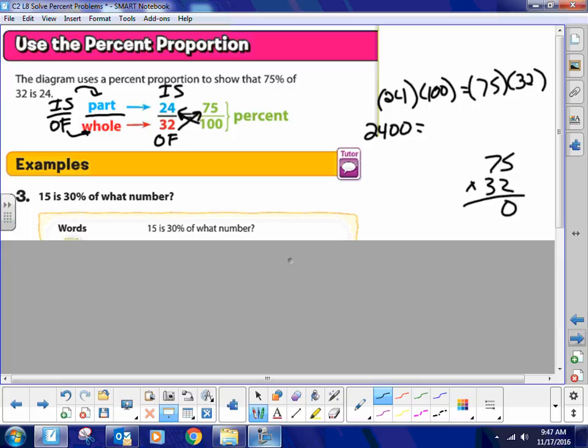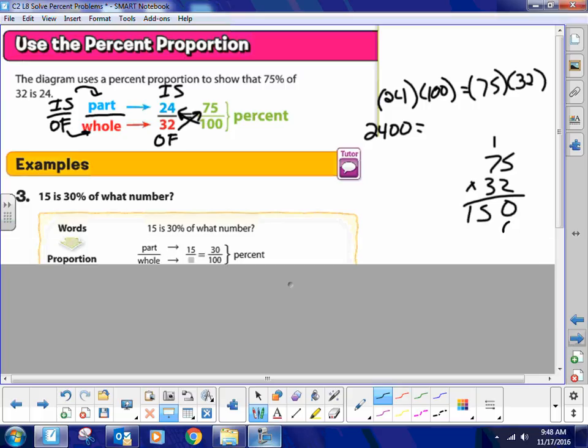All right? 5 times 2 is 10. Carry the 1. 7 times 2 is 14, plus 1 is 15. Annex a 0. 3 times 5 is 15. Carry the 1. 3 times 7 is 21, plus 1 is 22. All right? 0, 0, carry the 1. 4, 2. 2,400. As you notice, they are all equal at this point in time. That's why this works, okay?